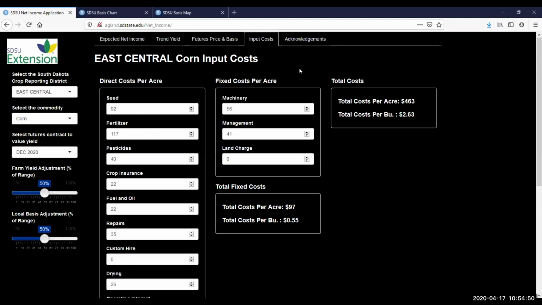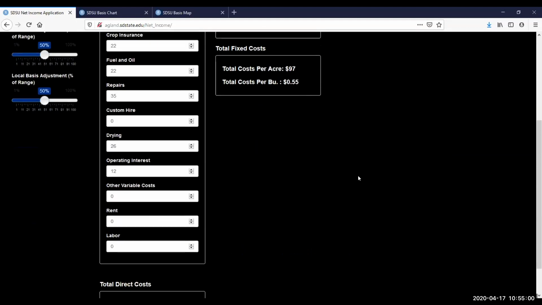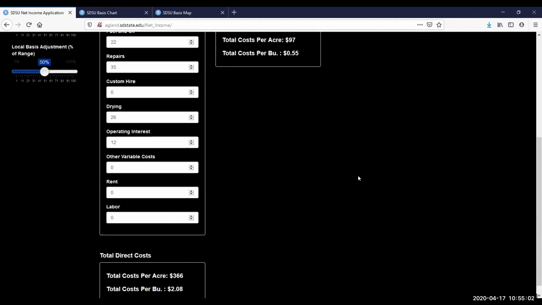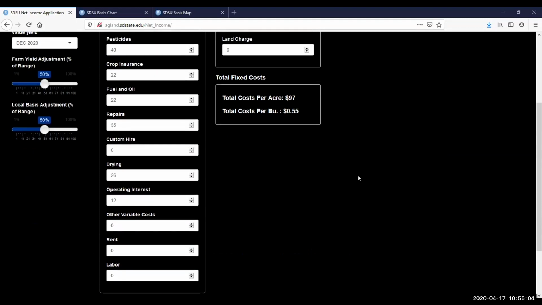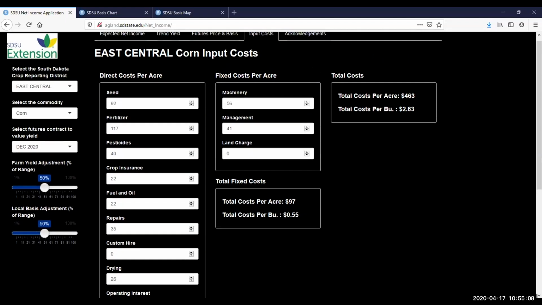So as always, when we talk about grain marketing, we need to know what our inputs are so that we can determine what break even comes to. The numbers that are currently listed in here, Jack Davis filled out for us based on the budgets that are listed on the SDSU Extension webpage. So we start with those.